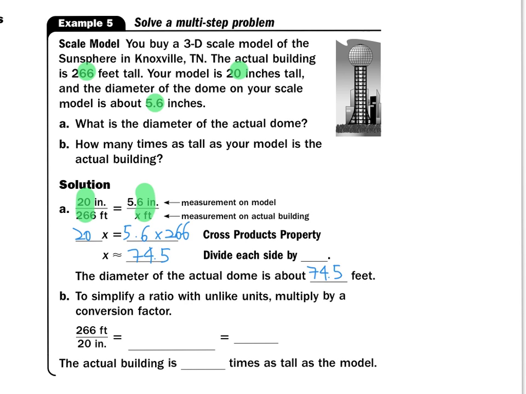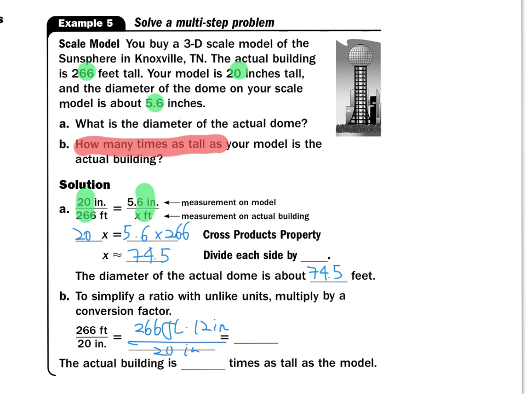Second question, how many times as tall as your model is the actual building? Be careful, we have been talking about proportion for a while, but all of a sudden, when they ask how many times as tall as your model is the actual building, they're really talking about the ratio. There's no proportion in here. So with that in mind, the setup is simply 266 feet, which is the actual building, over 20 inches, which is the height of your model. And again, pay attention to your units. So once you set that up, you have to convert your feet into inches by multiplying by 12. And at the bottom is still 20 inches.